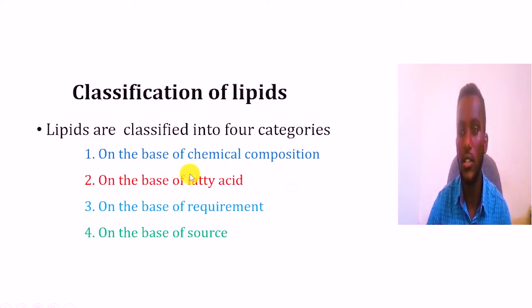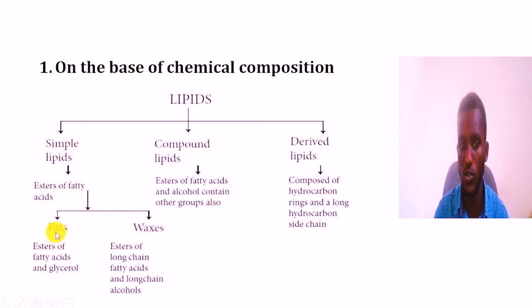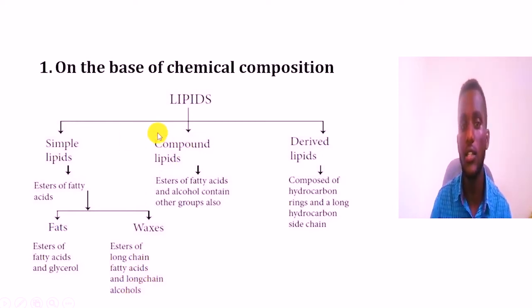Let us classify the lipids based on the chemical composition. Based on chemical composition, we divide lipids into three. One is simple lipid, that is, an ester of fatty acid. In other words, it can be a fat or a wax. Fat is an ester of fatty acid and glycerol, and in the case of wax, it is not only fatty acid but, in addition to that, it also contains long chains of alcohol.